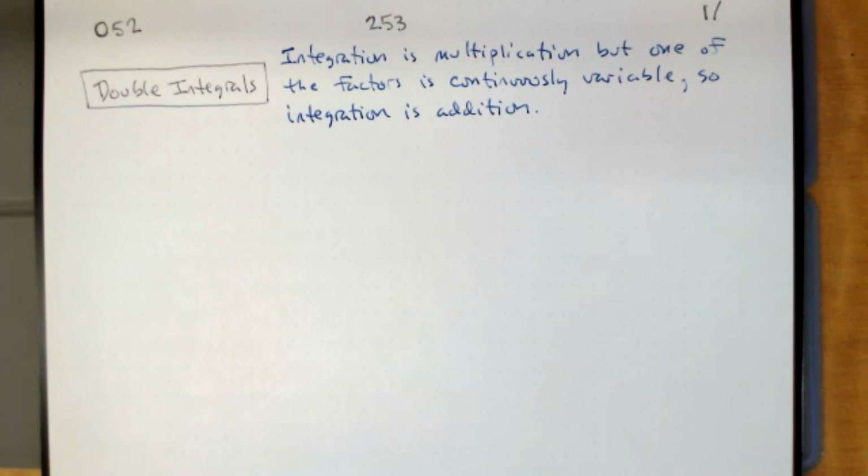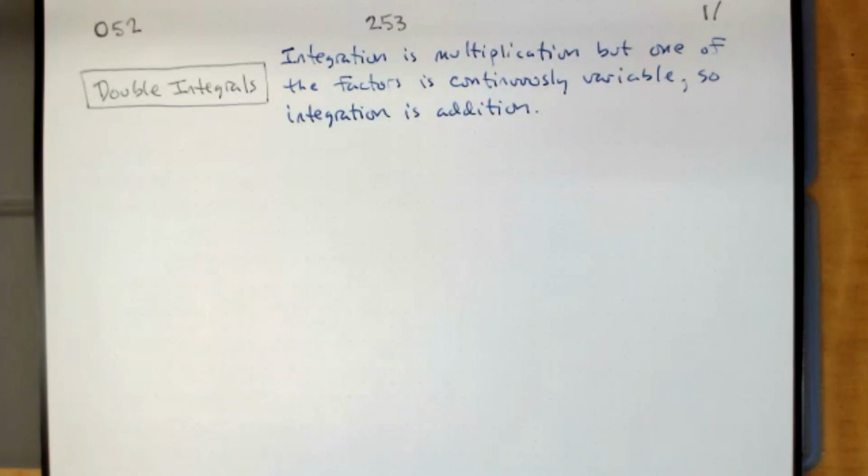Today we want to talk about double integrals. We want to remember that integration is multiplication, but one of the factors is continuously variable. And that means that integration is just addition. The game that we're going to play is the same game that we played back in Calc 2. Evaluate f of x times dx for all the values from a to b. Now we're just upgrading that.